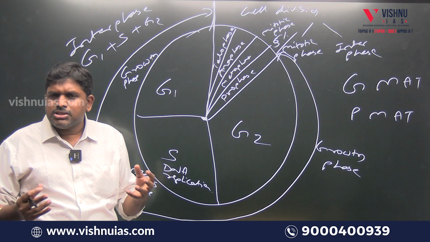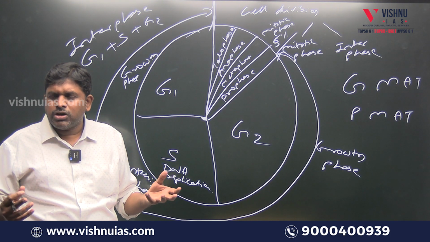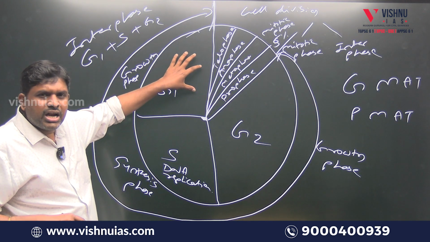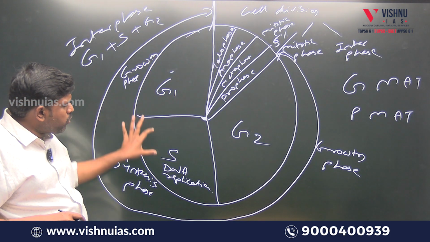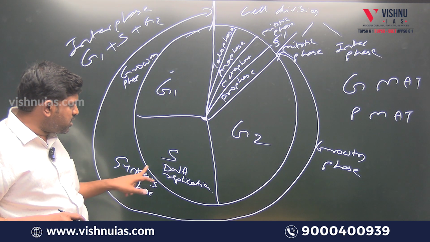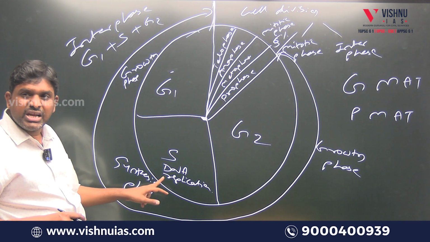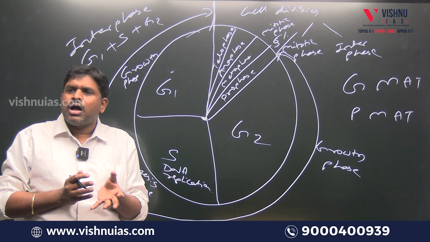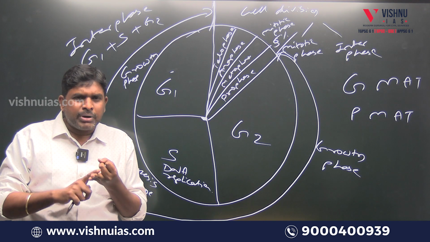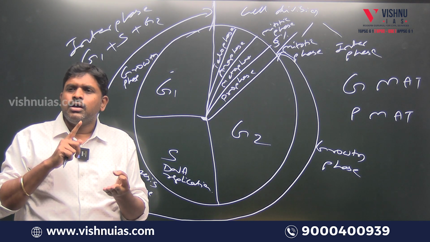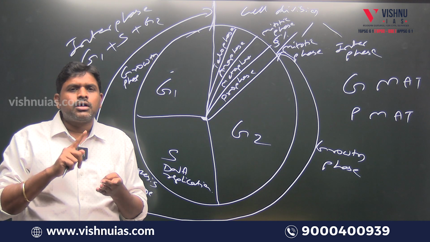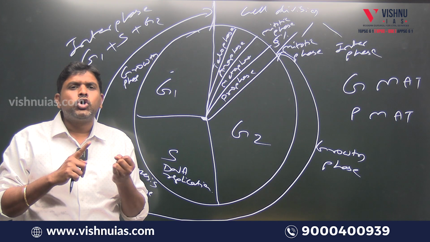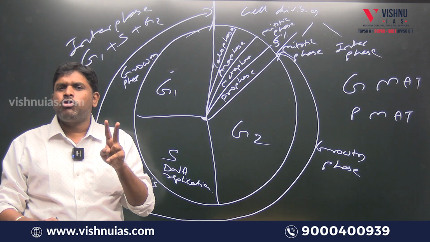If I want to double the size, I have to double the number. Which number do I have to double? The DNA I have to double. Then the size started increasing. Then immediately they will go into the S phase, which is called the synthesis phase, which is called DNA replication. Now DNA starts replicating. How? Helicase, primase, DNA polymerase, exonuclease, ligase, topoisomerase.